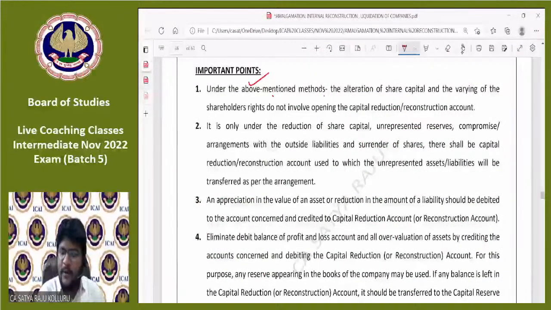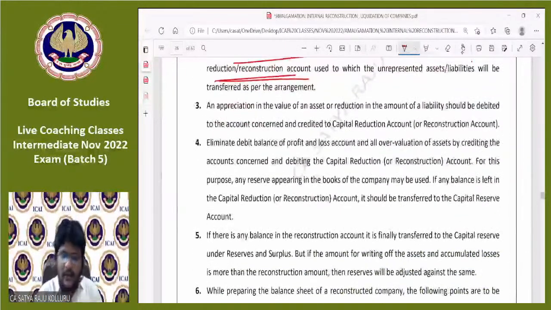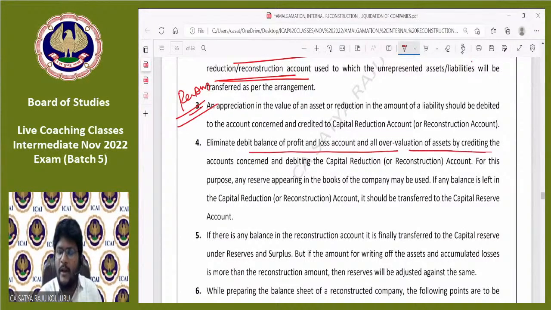Under the above mentioned methods, alteration of share capital and variation of the shareholders' rights do not involve capital reduction or reconstruction account. It is only under reduction of share capital, compromise and arrangement, or surrender of shares that reconstruction account or capital reduction account comes into the picture. Next, he is telling about revaluation of assets. Next, he is also telling about eliminating the debit balance in profit and loss account and all overvaluation of assets by creating the accounts concerned and debiting the capital reduction account.